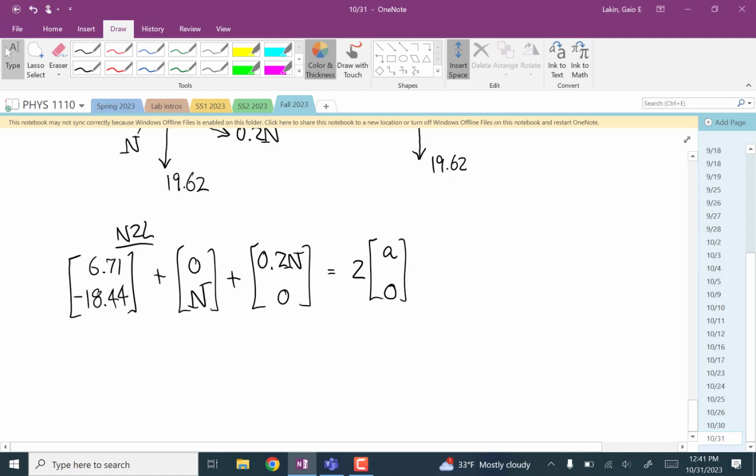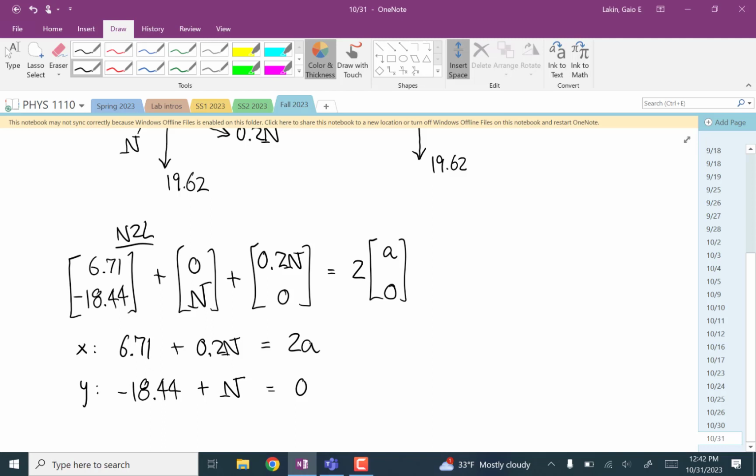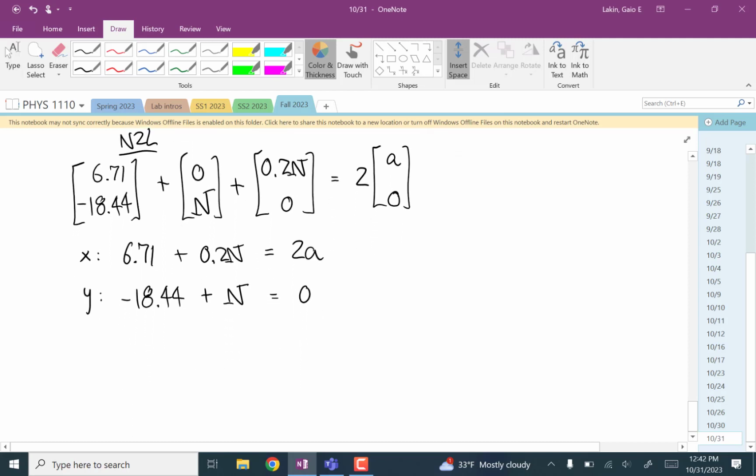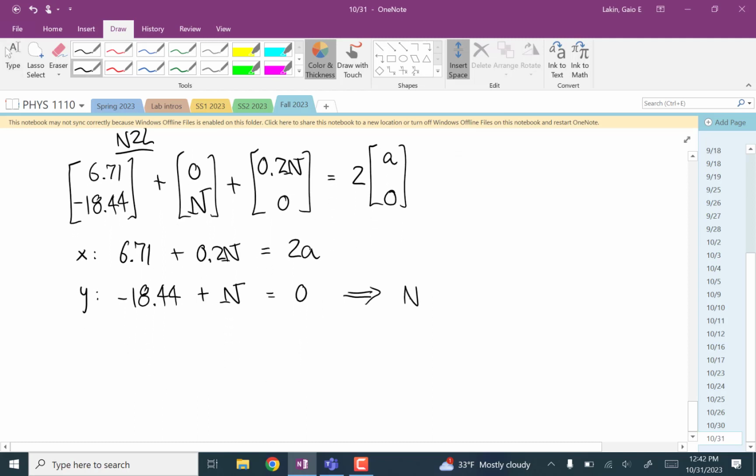All right, so now you've got two equations. I'll write them out. 6.71 plus 0.2n is equal to 2a, and negative 18.44 plus n is equal to 0. So how are we going to solve this system? Yep, solve for n and then plug it into the top one. Always on these, that's the set of steps you take. Use the y equation to find n, then plug that into x. So this one tells us n is equal to 18.44.